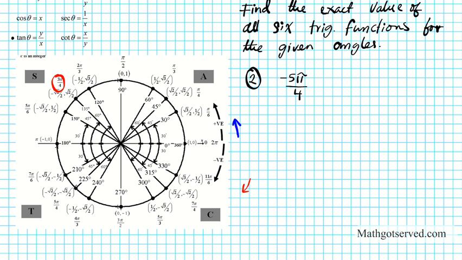The second angle is 45 degrees down from 180. So if we go the other direction, we're going to go 45 degrees up. And this angle right here is basically negative 5 pi over 4.